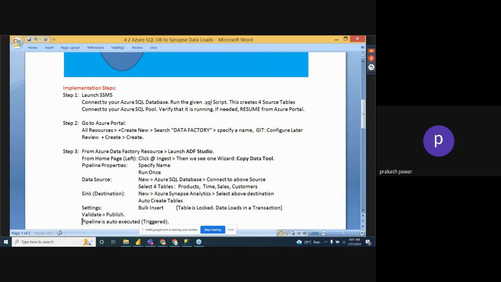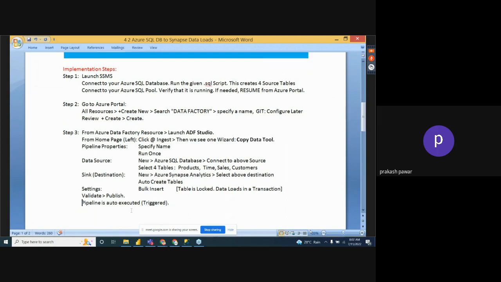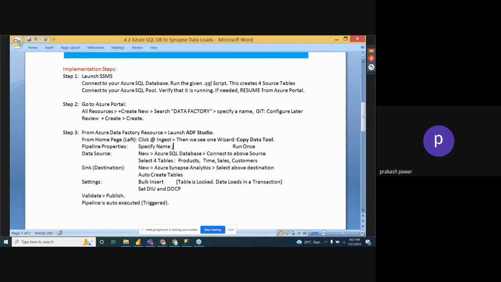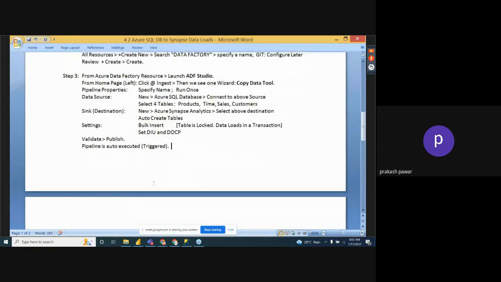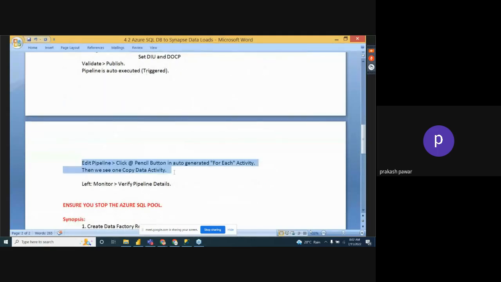Validate and publish. Auto trigger. Here one more thing. Set DIU and DOCP. Just set them. We'll see the purpose. Next example anyway. I just mention this way. Specify name and run one. Publish and trigger. This is step 3. This is the main step for your practice. Once done, we'll talk about edits and all later.